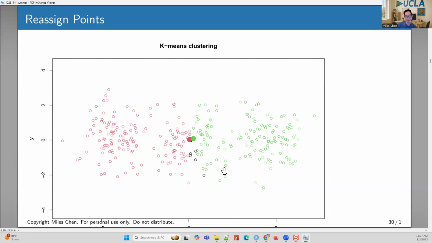Anyway, this is what we have after reassigning the points to the nearest centroid. So then we recalculate the centroid. We say, okay, what is the center of all of the points assigned to green? What's the center of all of the points assigned to red? What's the center of all of the points assigned to black? And this is what you have. So the center of all the green points, center of all the red points, center of all the black points right here. And then we recalculate centroids.